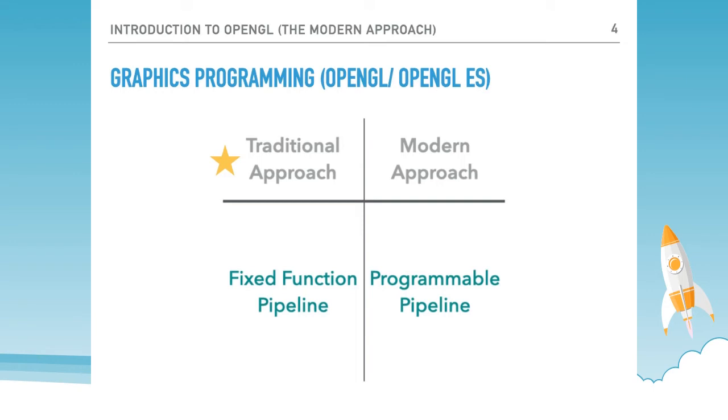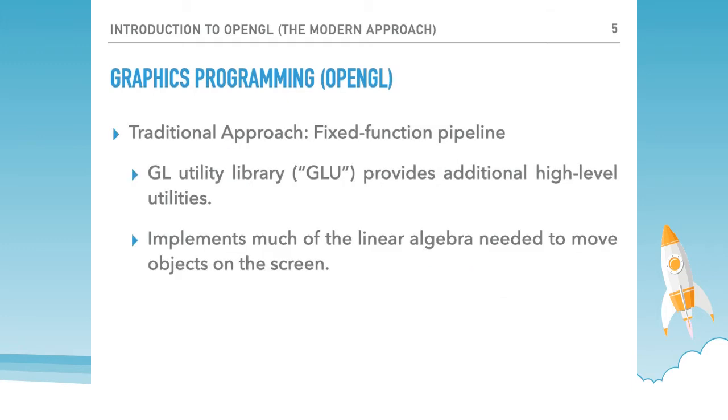In the previous lecture, we have seen the fixed function pipeline, which I have categorized as the traditional approach. Now, this traditional approach mainly uses the GL utility library, which is GLU, and it provides additional high-level utilities which implements much of the linear algebra needed to move the objects on the screen.